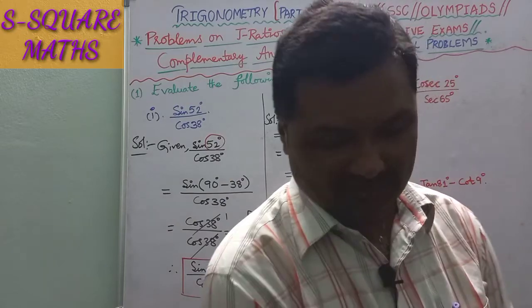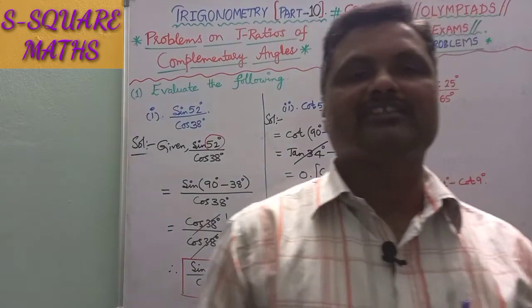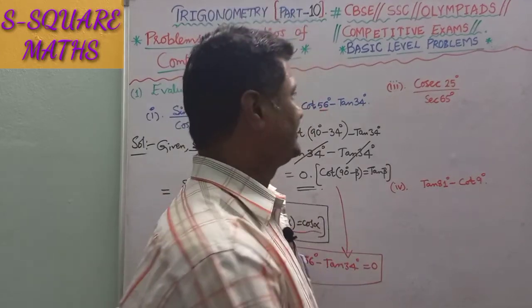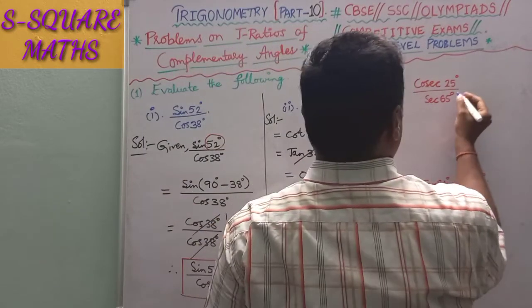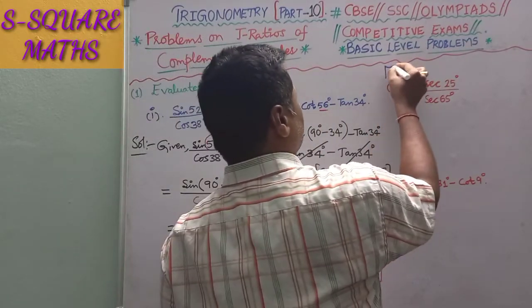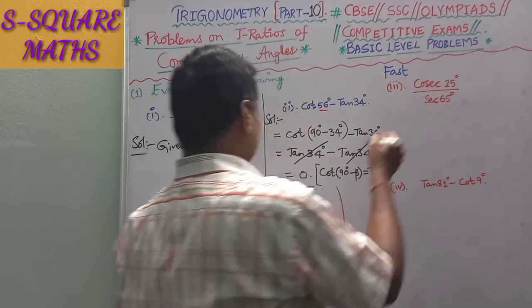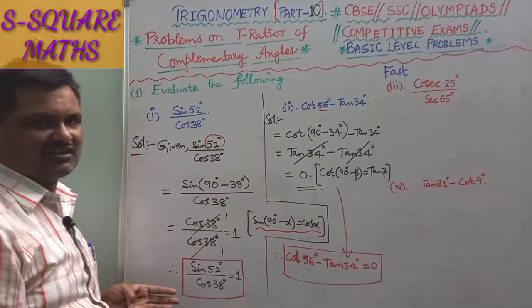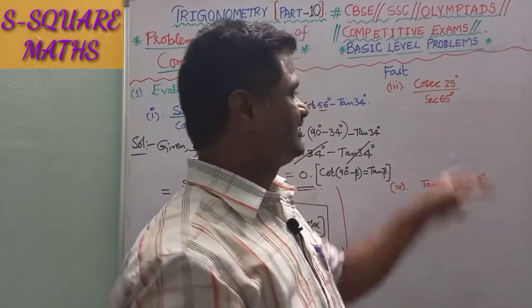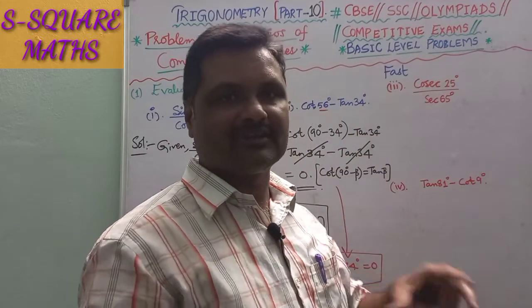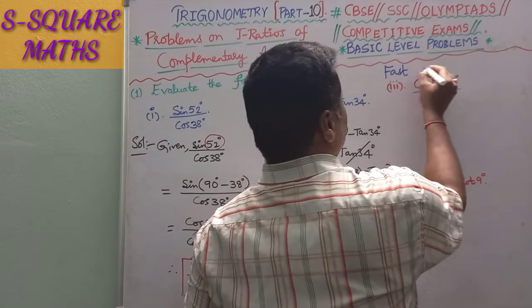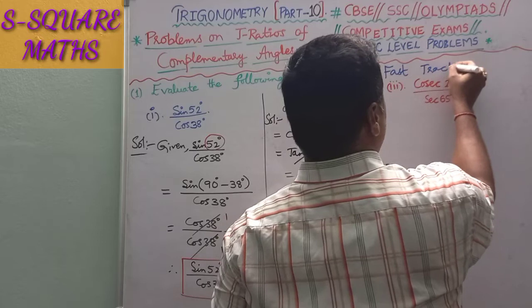Now, the rest of the 2 problems I am going to explain in the easiest way, with a technique I am applying. Please listen here. Cosec 25 degrees by sec 65 degrees. This is generally the fast track method. Actually these are also like the fast track method, but these are according to the regular board syllabus. I am explaining in a good, different, easiest way, the fast track method.